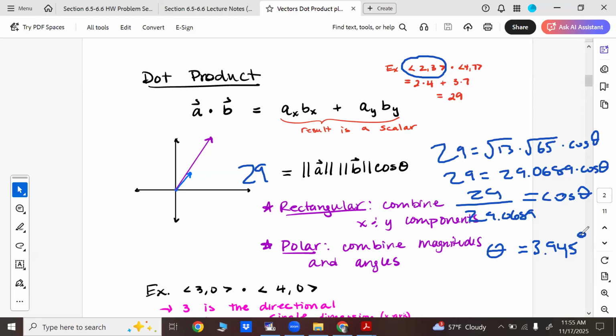So the dot product will help us determine the angle between the two vectors. It's kind of like your Mario Kart is this purple, and that's a booster, and you apply the booster. Maybe the booster's in a different direction. That makes sense.